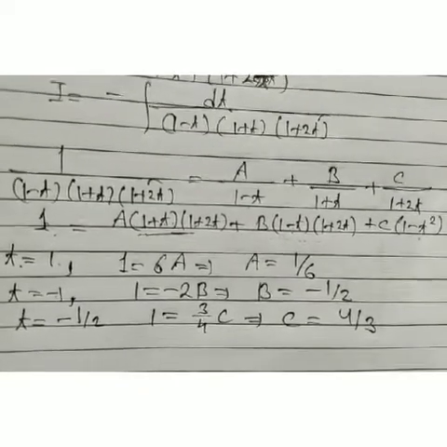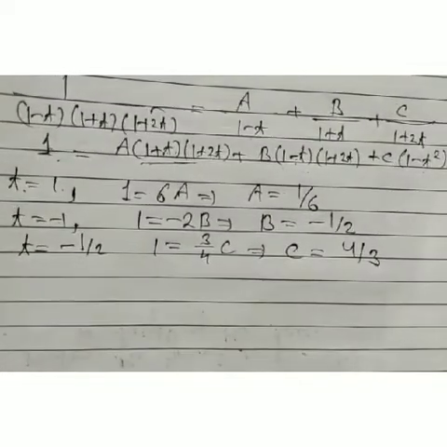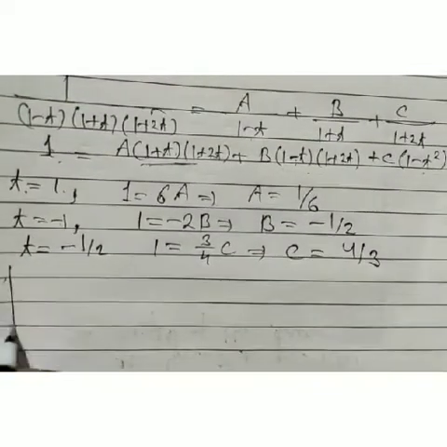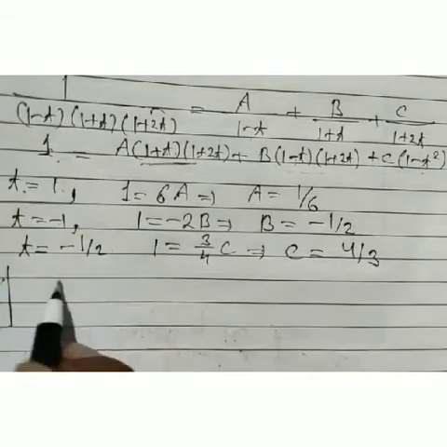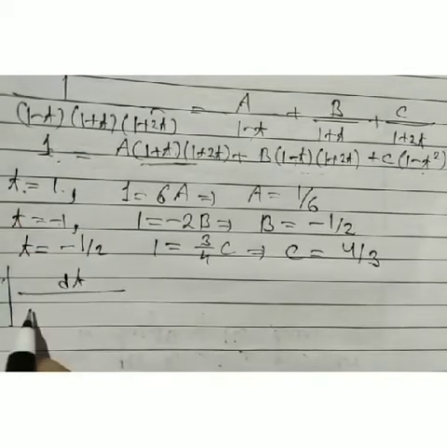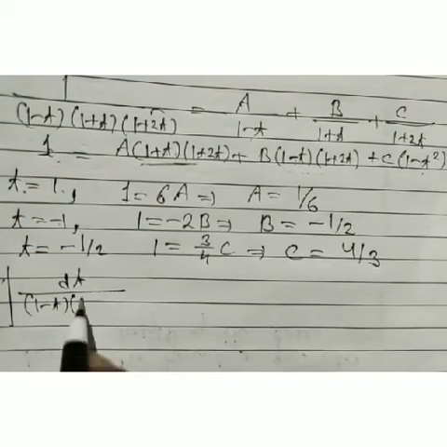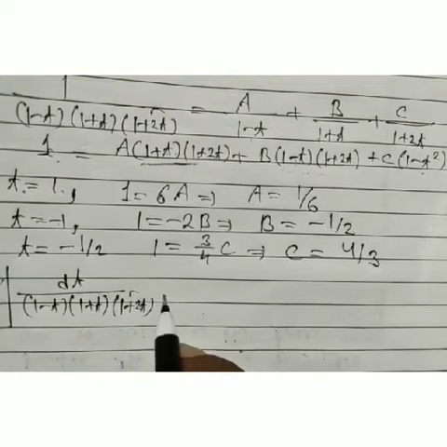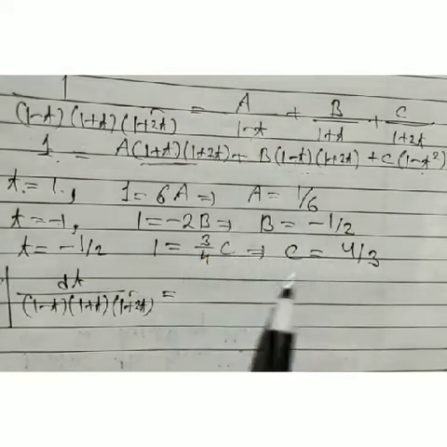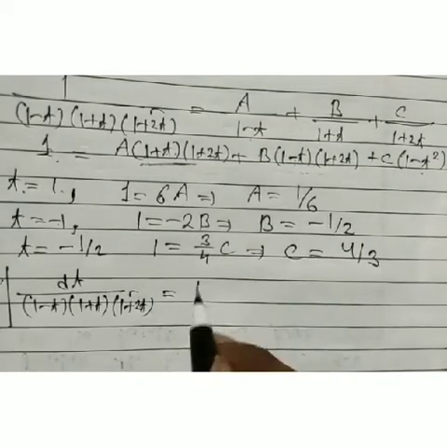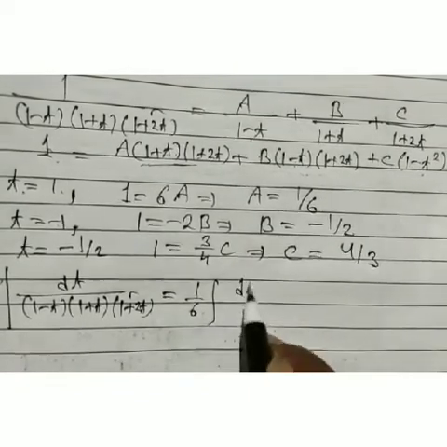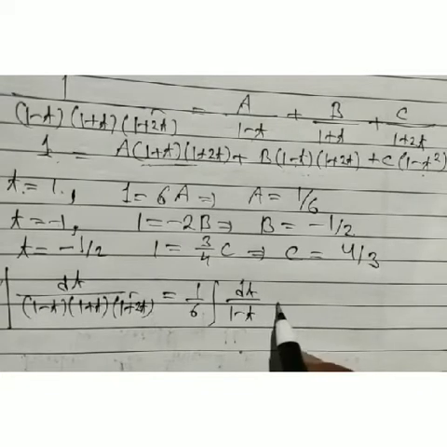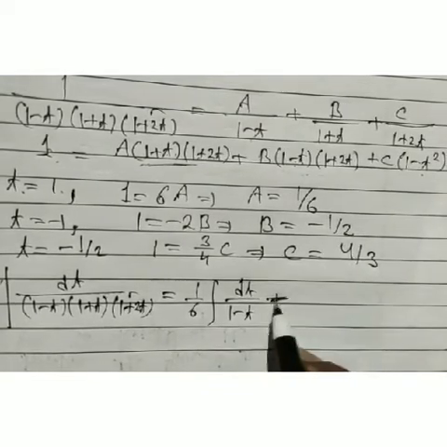Then we are going to find our integration. Now the integration of dt upon 1 minus t, 1 plus t, 1 plus 2t is a, which is 1 by 6, times the integration of dt upon 1 minus t, plus b, which is minus 1 by 2, so we take the minus sign there.